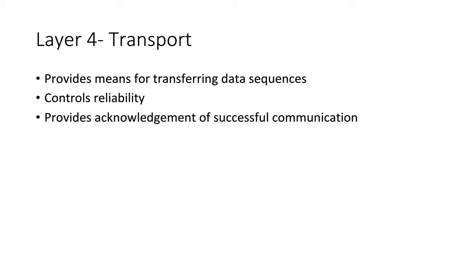Layer 4 of the OSI model is the transport layer. This layer provides a means for transferring data sequences. It also controls reliability of those communications, and it provides acknowledgments when those communications are successful.